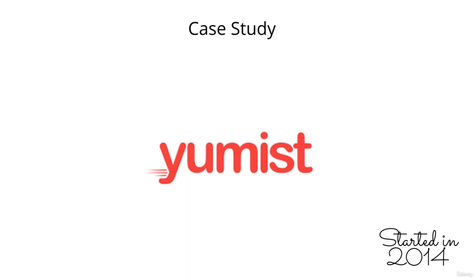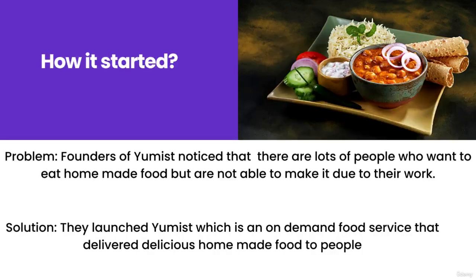Let's understand how it started and what was the problem Yummist was trying to solve. So we know that there are lots of people who want to eat homemade food but are not able to make it due to excessive work, right? And the founders of Yummist exactly noted this problem. They saw this problem firsthand and hence decided to solve it. So they launched Yummist, which was an on demand food service which delivered delicious homemade food to people.